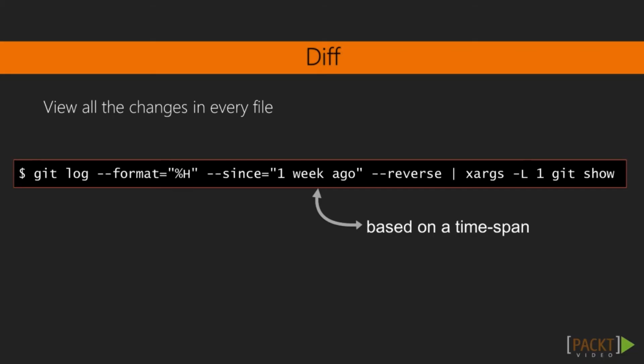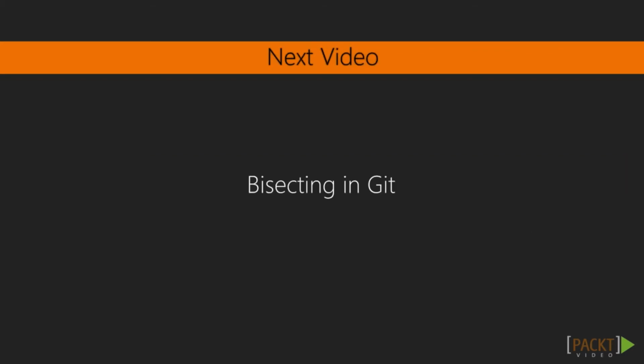Utilizing the git log with a few simple options to define a time period and reverse the listing, and then piping the output into git show. This is only available in Unix-based systems. This is not supported in Windows, I'm afraid. Now, let's look at a more magical utility, bisect.